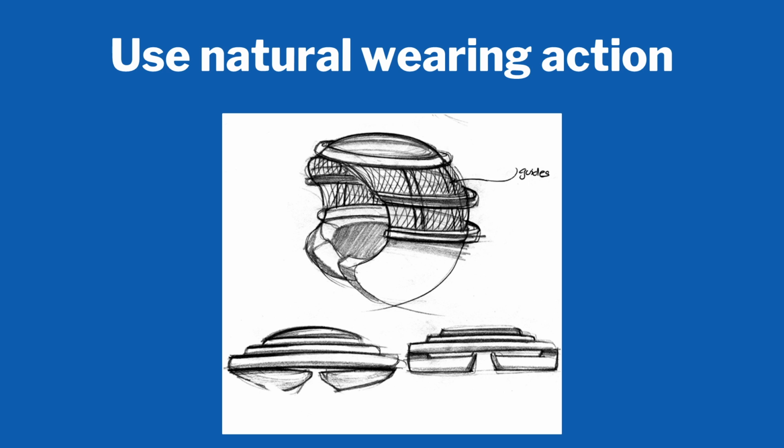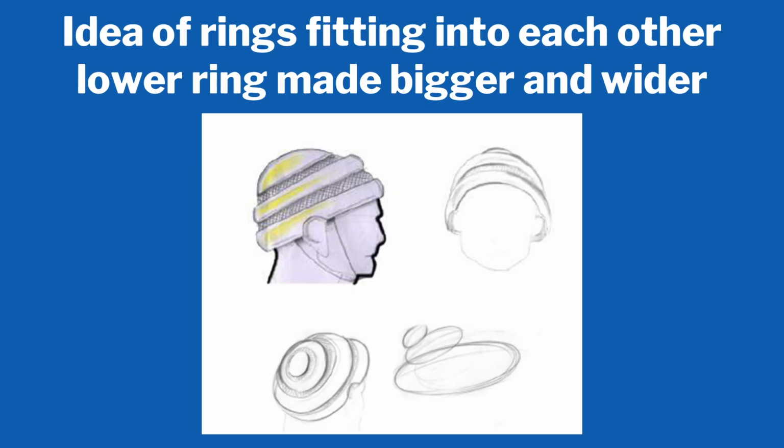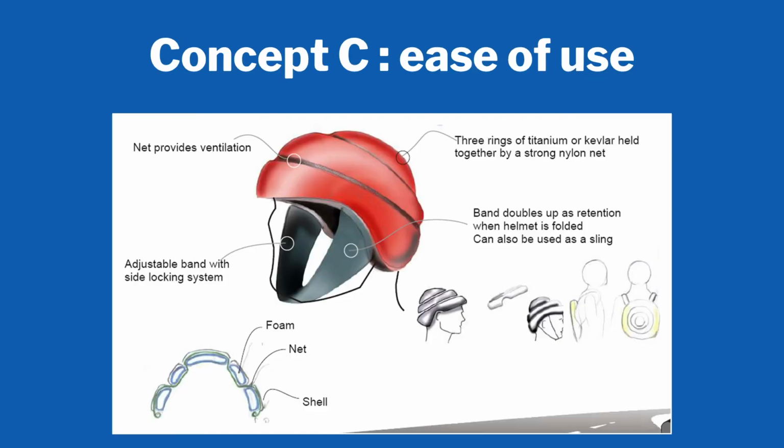So this is further developed because the net is too large, there are a lot of gaps. It won't be acceptable as a helmet. So those gaps were reduced. Here you can see how the net is becoming smaller and the helmet shells are becoming larger, but still that whole idea is going inside. And finally, you can see the concept building into concept C, which is the ease of use.